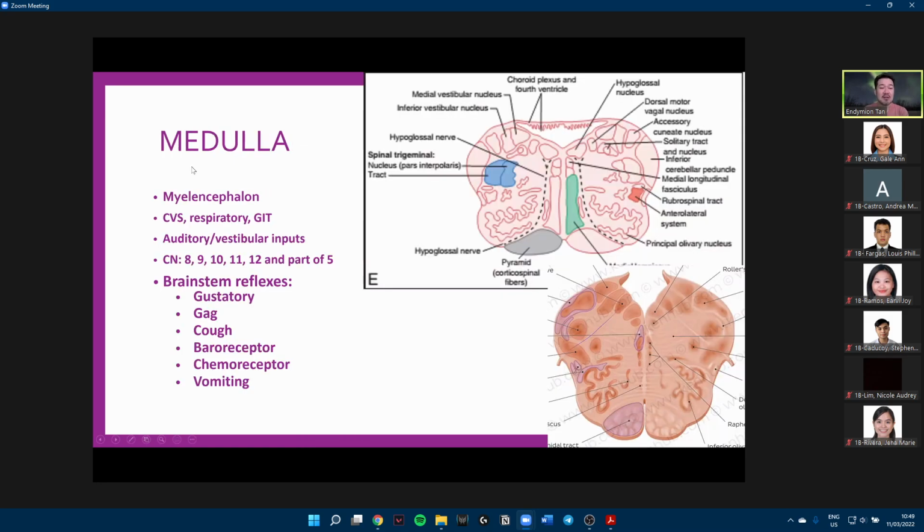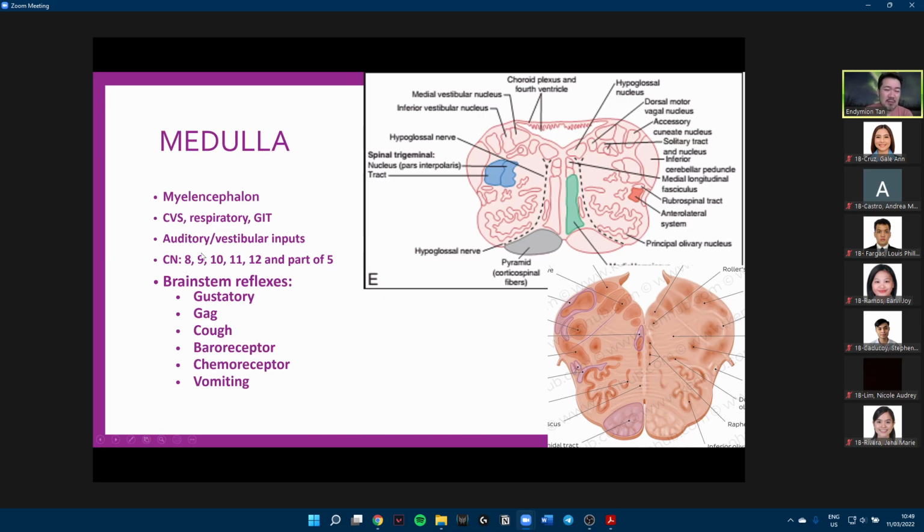The medulla, okay, it came from the myelencephalon. You have to remember, the cranial nerves, most of them would have the origins from the brainstem. And the brainstem, yan yung midbrain, pons, and the medulla. The cranial nerves 1 and 2 are said to be the direct invagination of the brain. Cranial nerves 3 and 4 would originate from the midbrain, 5, 6, 7, 8 from the pons, 9, 10, 11, 12 from the medulla. So the medulla, okay, would control your cardiovascular function, respiratory, GIT.